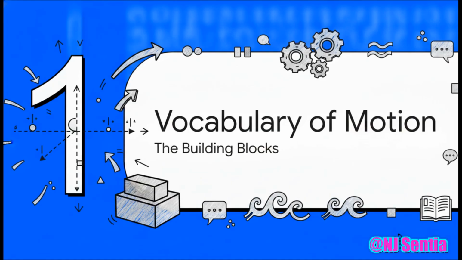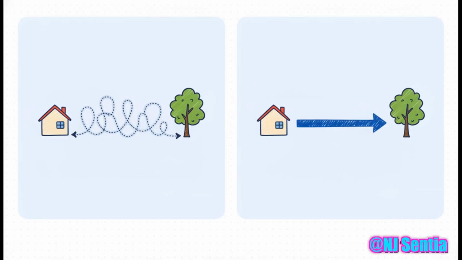Section 1. The vocabulary of motion, establishing the building blocks. To really understand this secret language, we first have to define what motion actually is. Basically, it's a change in position over time relative to a fixed frame of reference. But the absolutely crucial point here is distinguishing between your total path and your net change. Distance only cares about the total length of the winding path you've traveled. It's just a number, what physicists call a scalar. But displacement? That's a vector. It has both magnitude and a specific direction.